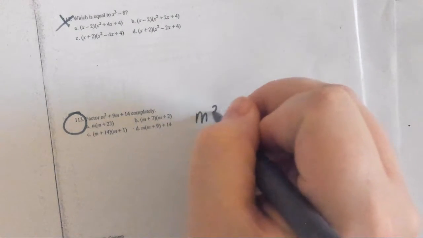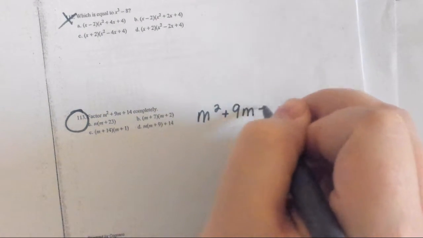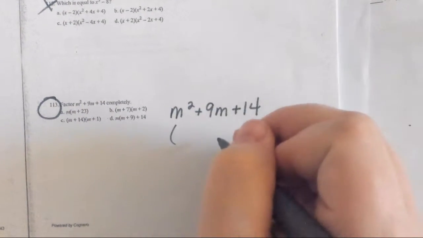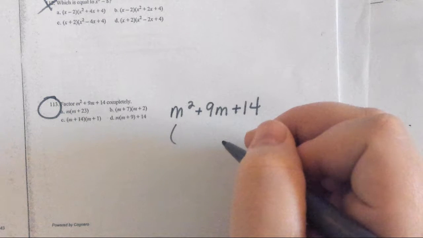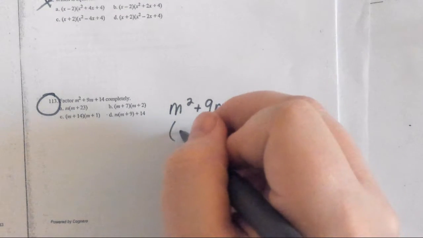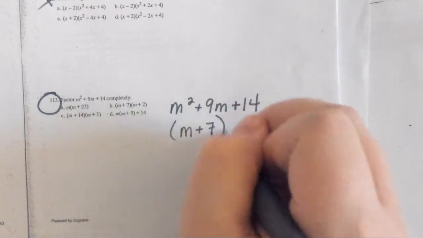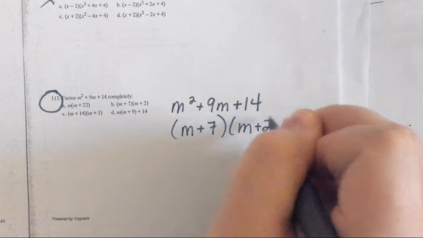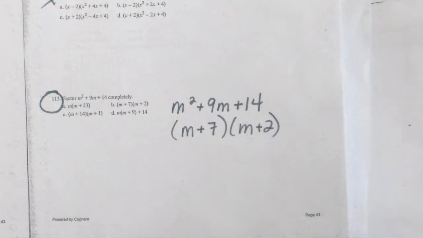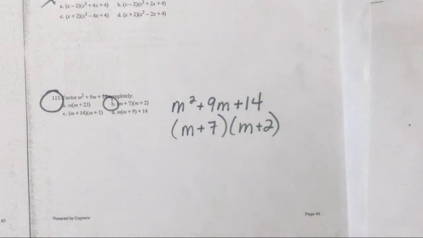It says m squared plus 9m plus 14, and they want me to factor it completely. Is it B? It is B, and you can have a point. m plus 7, m plus 2. 7 times 2 is 14, 7 plus 2 is 9, so the answer to 113 is B.